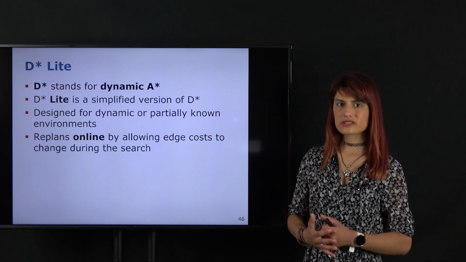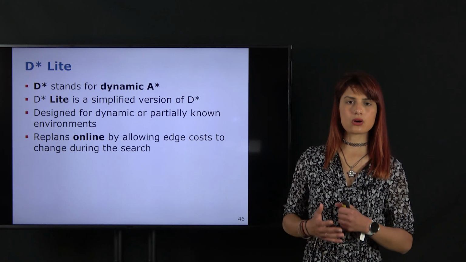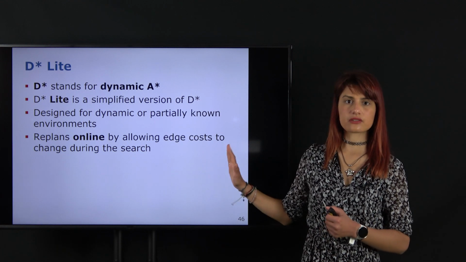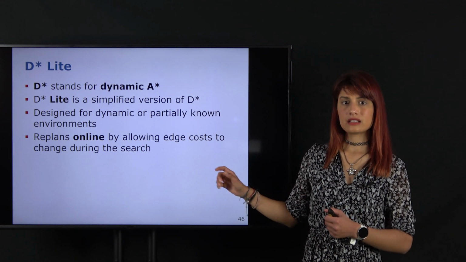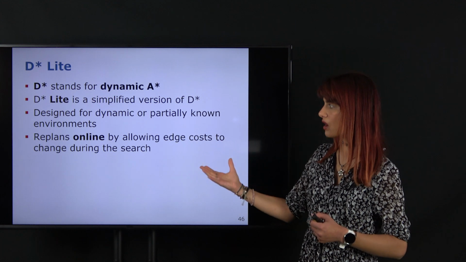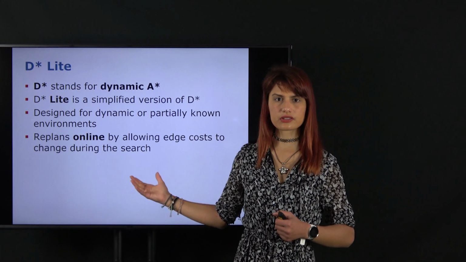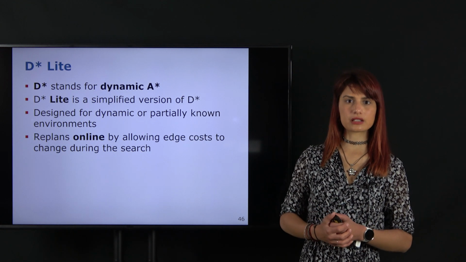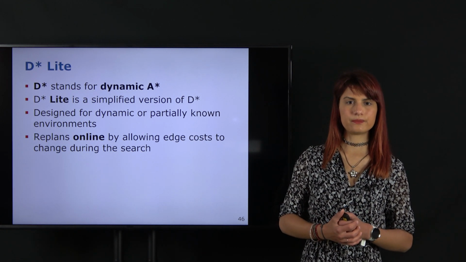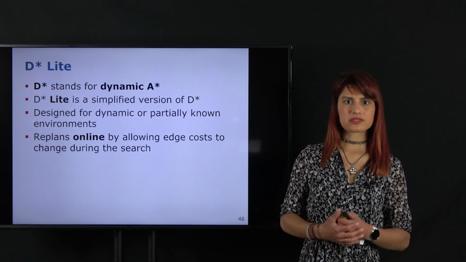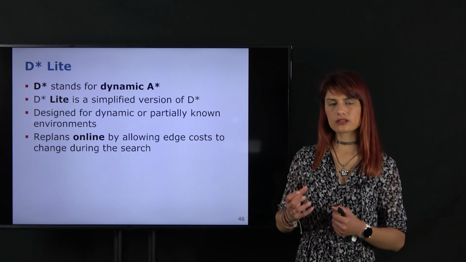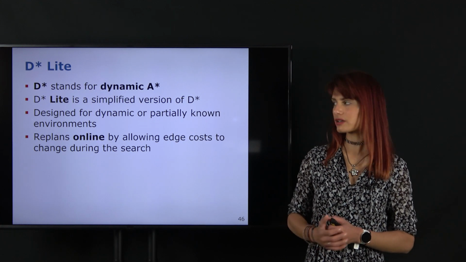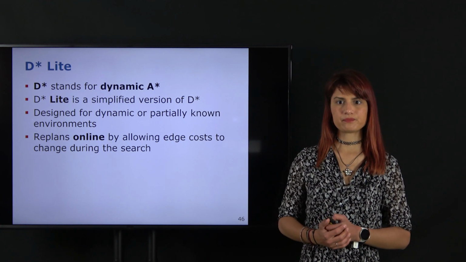D-Star Lite addresses these problems by replanning online. So it has a formulation of the graph, and its key idea is that it allows the edge cost to change during the search so that we can effectively repair the path as we encounter new obstacles. This is much smarter because we do incremental, small changes to our path rather than recomputing everything, as in the previous slide.